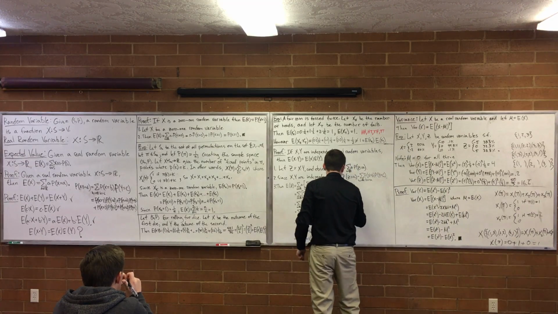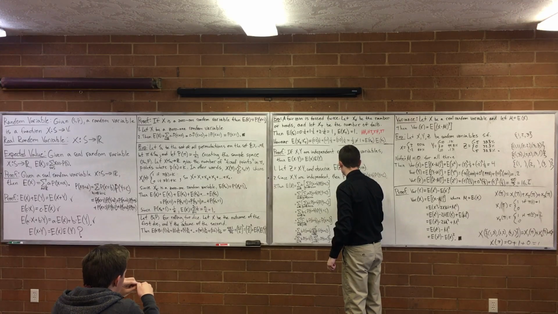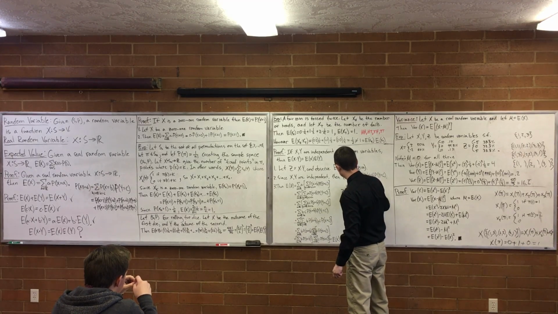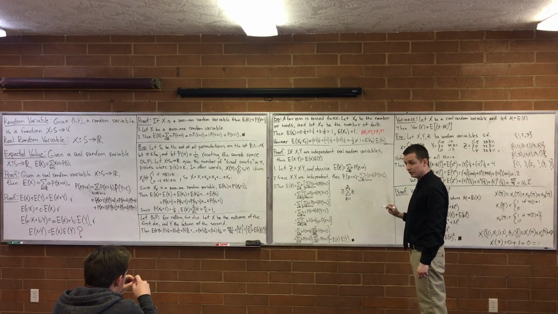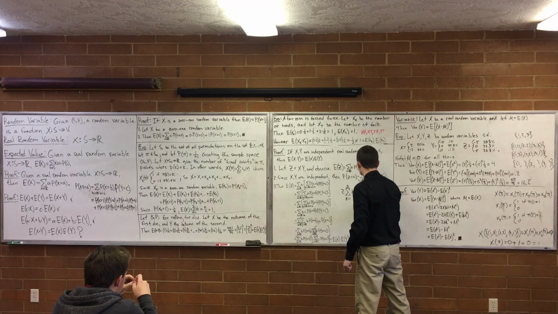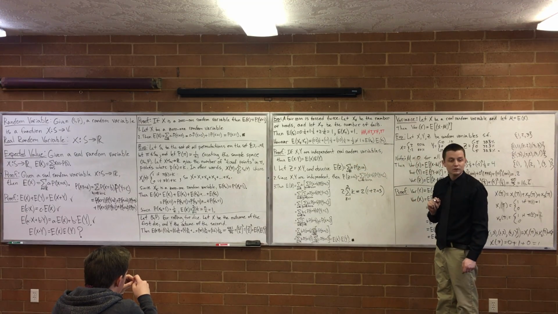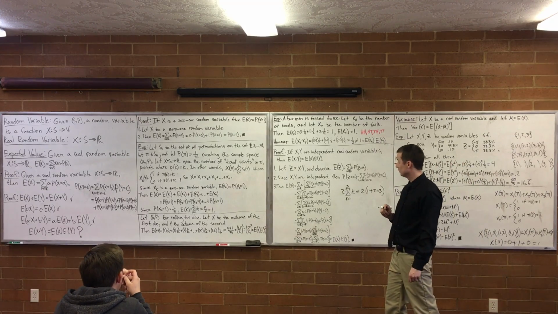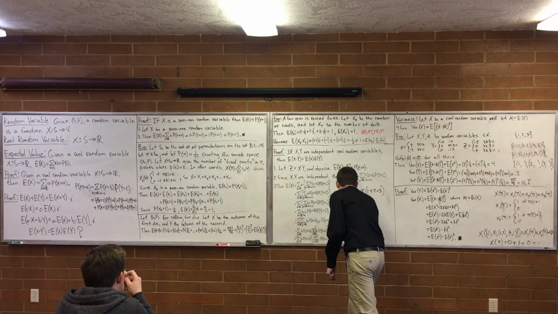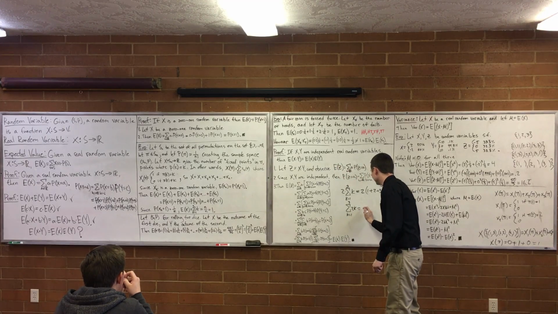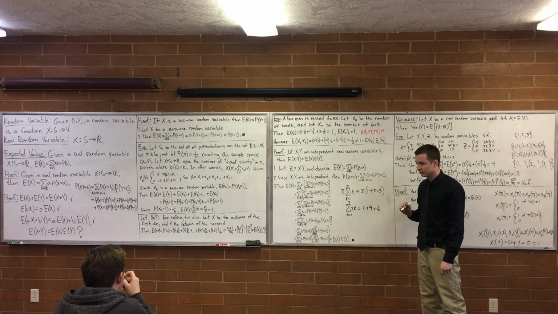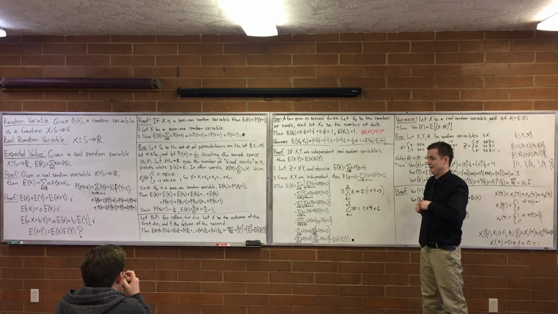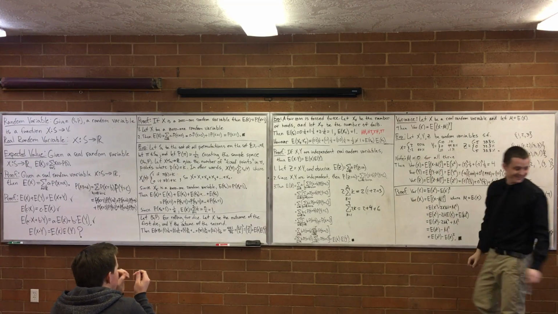So if I have 2 times the sum from K equals 1 to, where should we end? 3? K equals 1 to 3 of K. This is equal to 2 times 1 plus 2 plus 3, right? And that is identical to the sum from K equals 1 to 3 of 2K. That's equal to 2 plus 4 plus 6. We just distributed the 2 to all the terms.